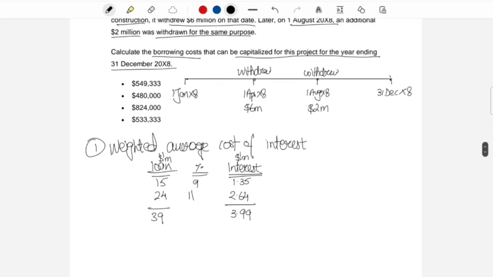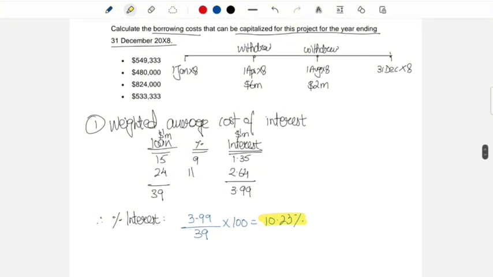And therefore, the percentage interest is simply going to be the total interest amount, which is 3.99, divided by the total loan amount, which is 39. Multiply this by 100. 3.99 divided by 39 into 100 gives you 10.23%. Once we have got this information, let's work through the timeline to see how we will be calculating the borrowing cost on the loan amount which has been used to construct the asset.